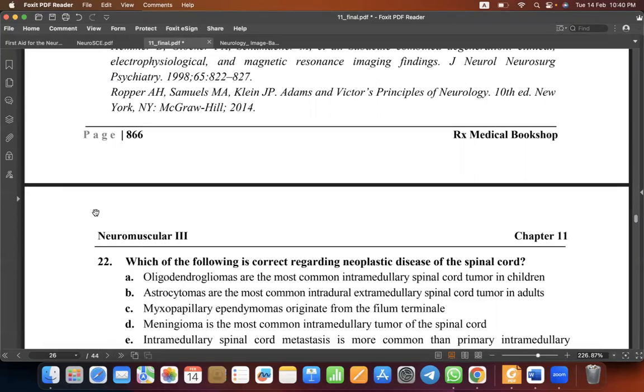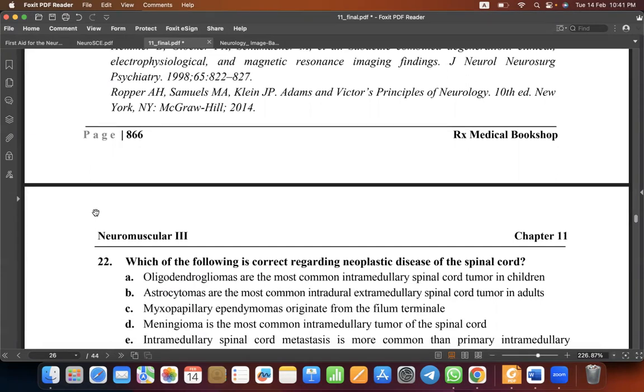So the most common diagnosis is spinal cord metastasis. Metastasis is more common. The commonest primary source of metastasis is small cell carcinoma of the lung. Second is breast carcinoma. Third is renal cell carcinoma. Fourth are other conditions like lymphoma and melanoma.